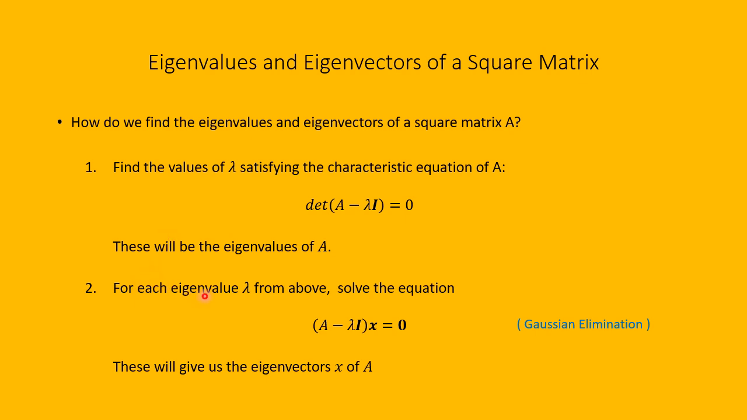Then, for each eigenvalue lambda that we found, we'll solve the equation A minus lambda I times x equals 0. We want to find an eigenvector x, so we solve this equaling the zero vector, and that will give us the eigenvector x of A, which has the associated eigenvalue lambda. We might find several values of lambda that satisfy the characteristic equation, and so we might find several eigenvectors of A also. We'll see examples of this as we go along.